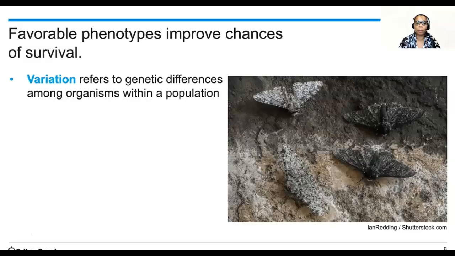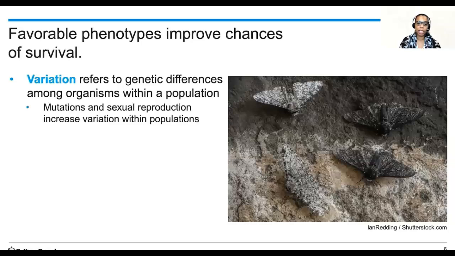And there's typically variation in a population. Variation refers to genetic differences among organisms within a population, as we see to the right. Not all the individuals look the same. Mutations and sexual reproduction can increase variations within populations.